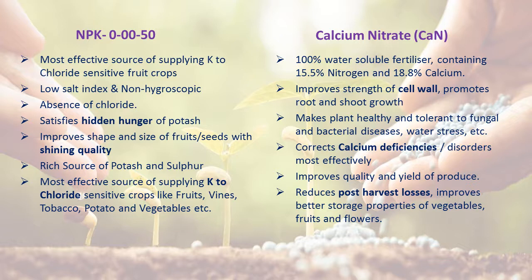Then next, also available in water soluble form, is calcium nitrate. It is a 100% water soluble fertilizer. It contains 15.5% nitrogen and 18.8% calcium. It improves the strength of the cell wall, promotes root and shoot growth, and corrects calcium deficiency. It improves the quality and yield of produce, and reduces post harvest losses in storage conditions of vegetables, fruits, flowers, etc.